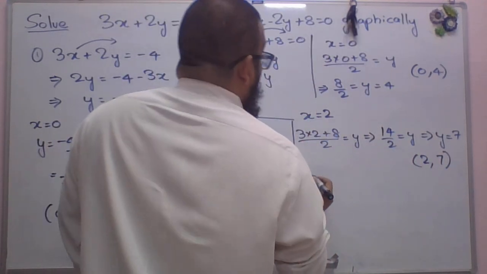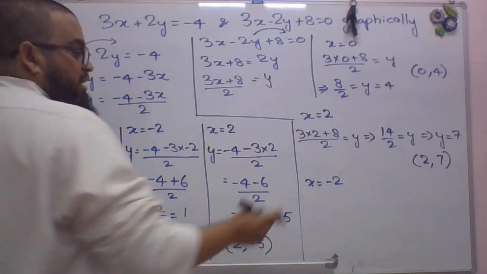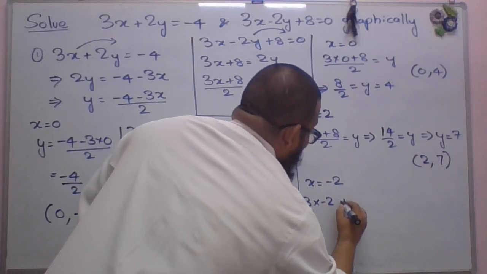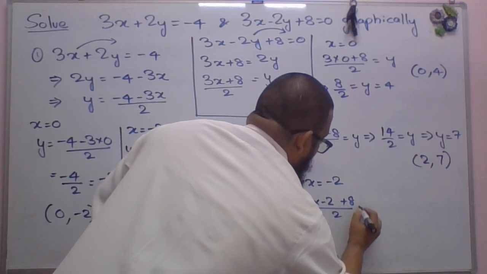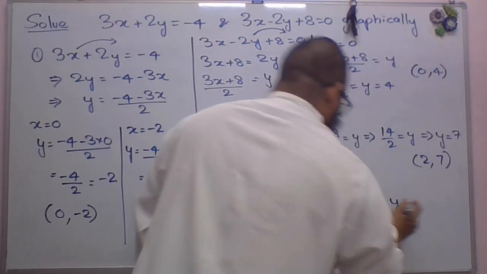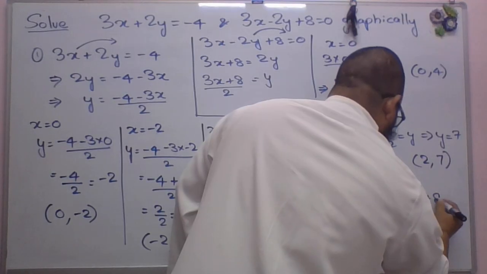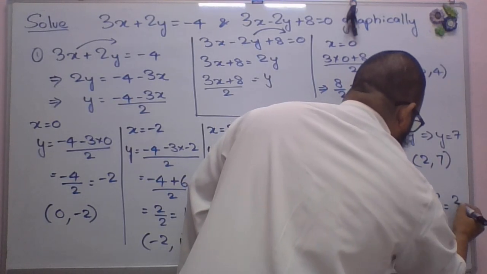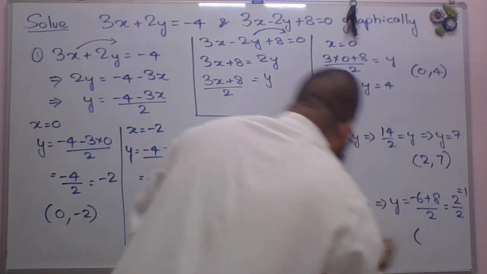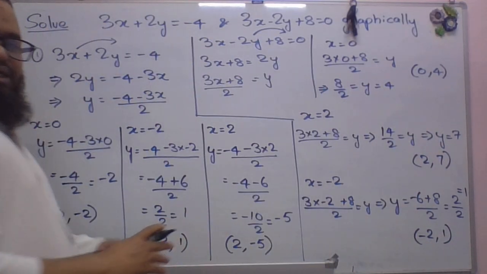In the same way, let me take x is equal to minus 2. If I take x is equal to minus 2, what happens? 3 into minus 2 plus 8 divided by 2 equals y. So y is equal to, 3 into minus 2 is minus 6. Minus 6 plus 8 by 2 is equal to 2 by 2, so that is equal to 1. So therefore what is the coordinate I got? Minus 2 comma 1. So is it clear?